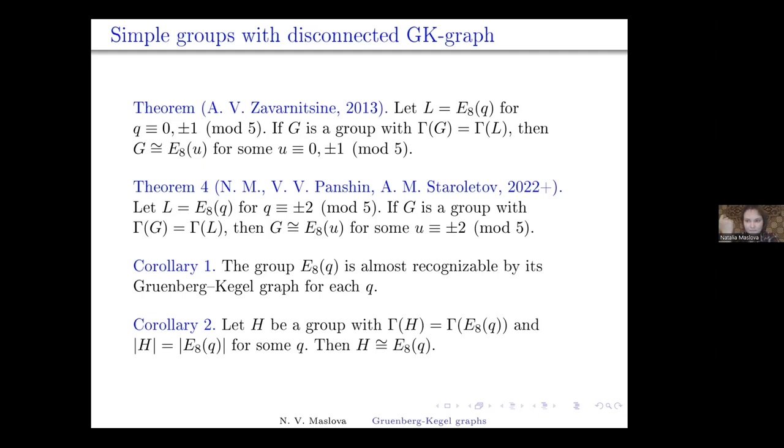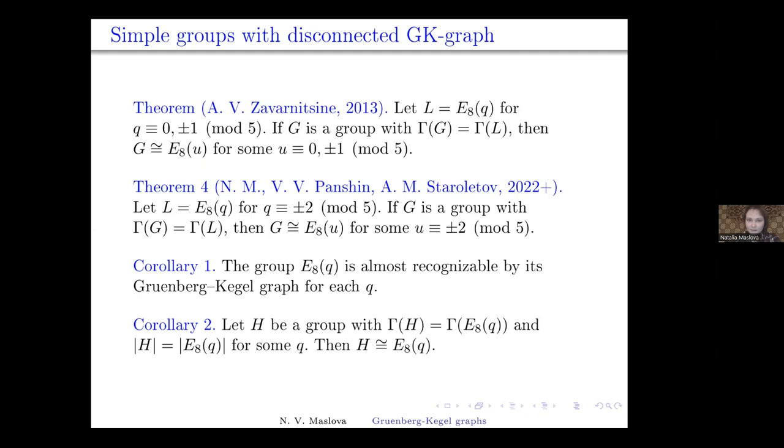What do we have here? Here we have two wonderful corollaries. First of all, from this result and from the result by Andrei Zavarnitsyn for EHQ, where Q equals 0 or plus minus 1 modulo 5, and from our recent result with Kvitter-Cameron, we can deduce the corollary that the groups EHQ are almost recognizable by the Gruenberg-Kegel graphs. And another wonderful corollary is that if we take a finite group whose Gruenberg-Kegel graph equals the Gruenberg-Kegel graph of some EHQ, and whose order equals the order of this EHQ, then this group is forced to be isomorphic to EHQ.